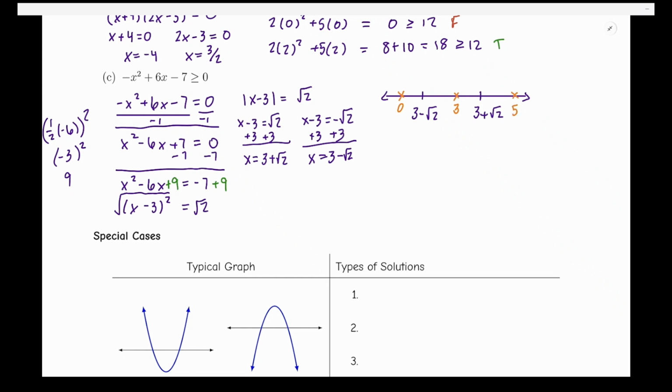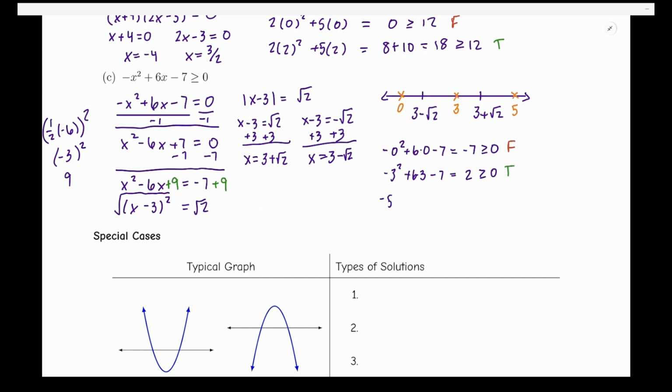Now we need to plug those into the original inequality. Don't forget, always plug into the original. So negative 0 squared plus 6 times 0 minus 7. Well, that's equal to negative 7. Is that greater than or equal to 0? False. Then 3: negative 3 squared plus 6 times 3 minus 7. That is equal to 2. Is that greater than or equal to 0? True.